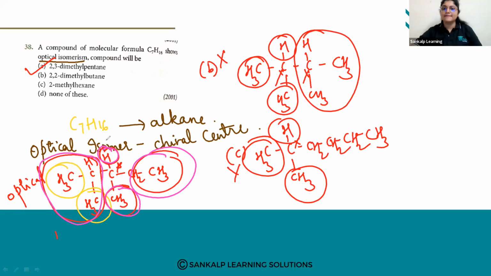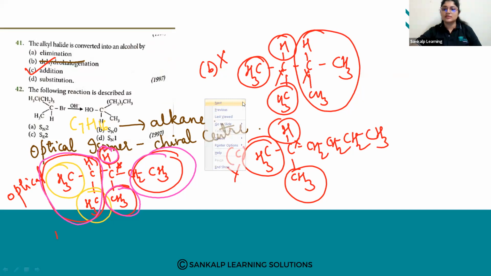Yes, others? Okay. So it is A. Understood? A is the answer. You have to know what is optically active. Optically active means they should have a chiral center. What do you mean by chiral center? All the atoms attached should be different. So we'll go for the next question.